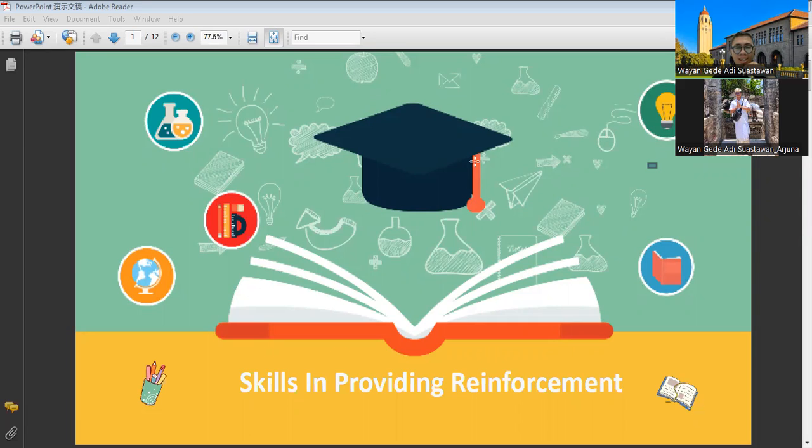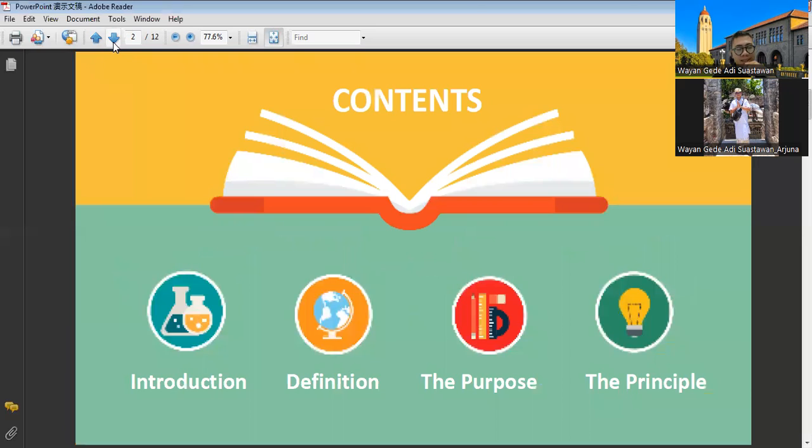On special occasions, allow me to present my work entitled Skills in Providing Reinforcement. But first of all, I would like to mention what kinds of discussions we will have in this presentation. All right, distinguished guests, ladies and gentlemen, on this special occasion, we would like to discuss all the things about reinforcement, starting from the definition, the purpose of giving reinforcement, the types of reinforcement, the principle of reinforcement, and the last one is how to use reinforcement in the learning processes.